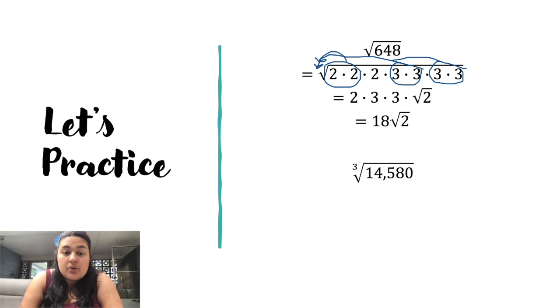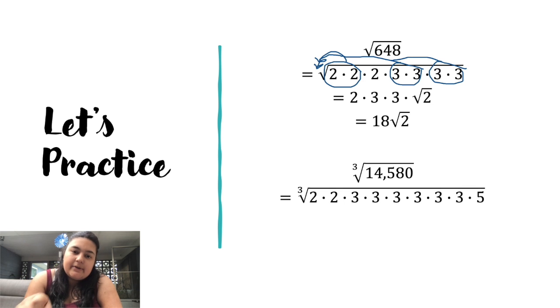I have the cube root of 14,580. What? Okay, so cube root means I am looking for 3 equal factors. Let's break this baby up and see what we can find. Boom. Okay, lots of numbers. We can still do it.